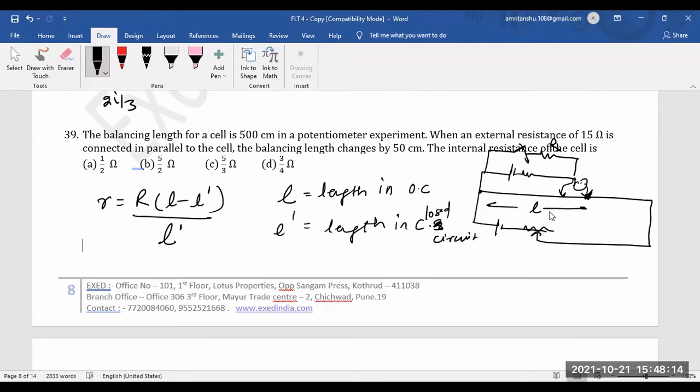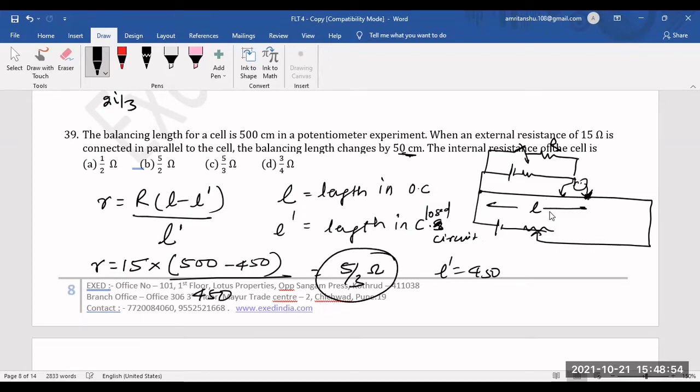So now, we'll just keep on putting up the values. R is 15, L is 500 if I'm not wrong, and L dash changes by 50 centimeter. Because it changes by 50 centimeters, L dash comes out to be 450. The length is decreasing over here. So when you solve this whole thing, you get the answer as 5 by 3 ohms.